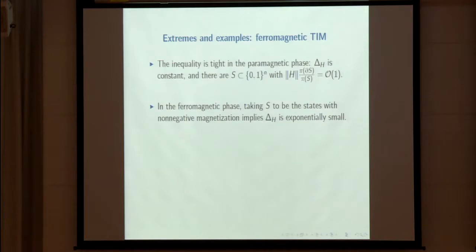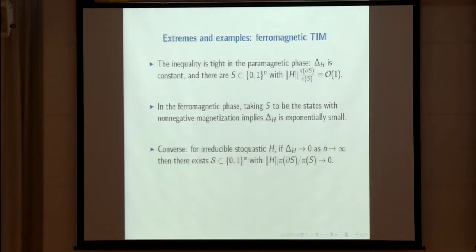But in the ferromagnetic phase, you could take S to be the set of states with non-negative magnetization. And this set of states then, because your off-diagonal matrix elements connect strings that are only 1 bit flip apart, the boundary will be the states with 0 magnetization. You have exponentially small probability of seeing those, and so if you form this ratio, you'll see that indeed the splitting is exponentially small.